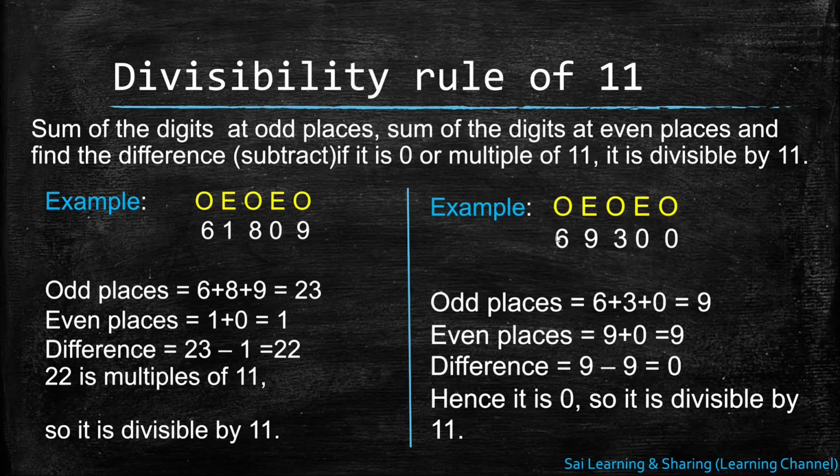Here's another example, 69,300. We should write on the upside odd, even, odd, even, odd. And once we plus the odd places, we get 9. When we plus the even places, we get 9. And when we minus these both, we get the answer as 0. Hence it is 0, so it is divisible by 11.